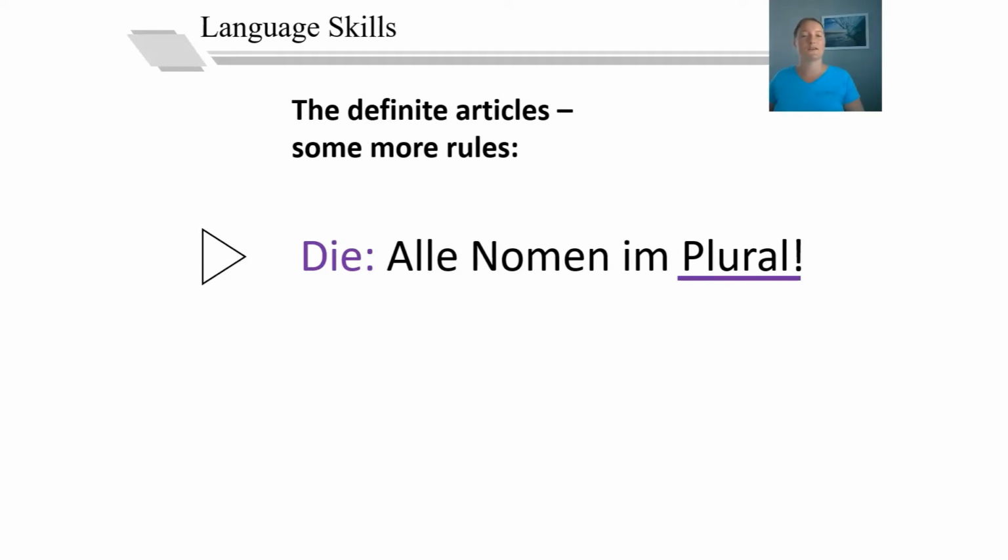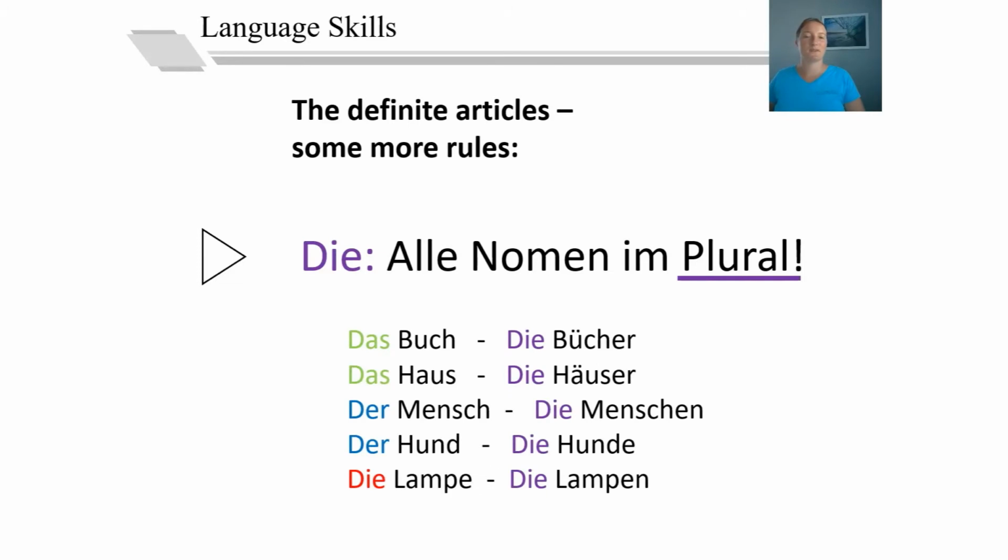Let's have a look at what that means. Das Buch turns to die Bücher. One book and more books. Das Haus turns to die Häuser. Der Mensch, die Menschen. Der Hund, die Hunde. Die Lampe, die Lampen. So as you can see, the nouns that have a singular das or der in the nominative case turn all together in the plural to die.